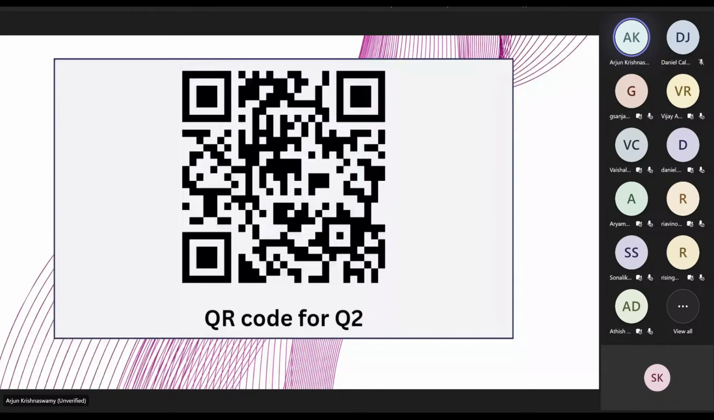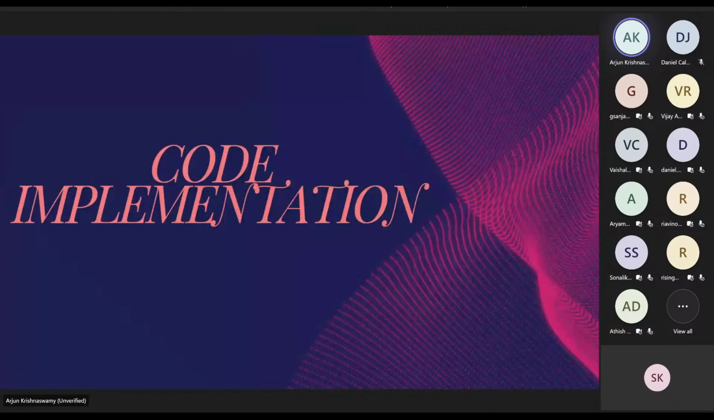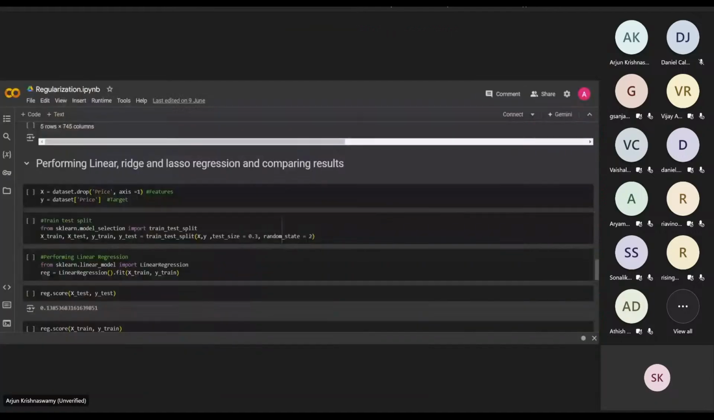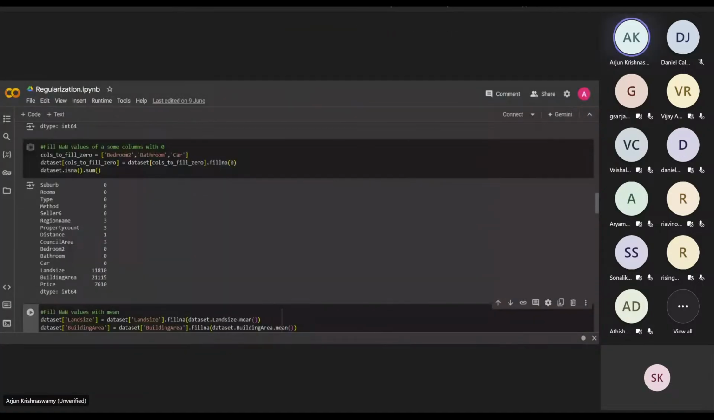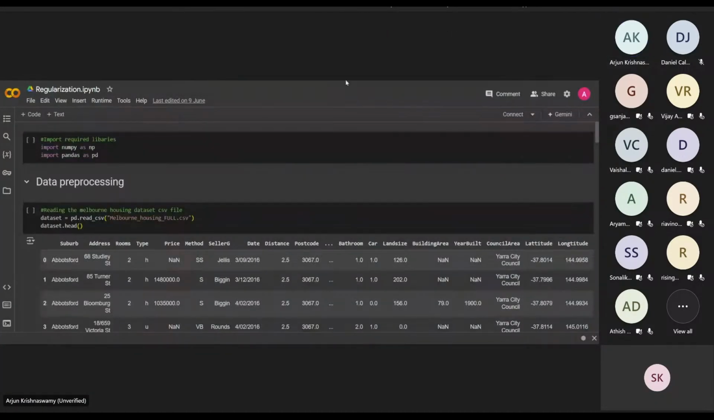I hope the slide is visible. Sorry, I'll move to the code implementation now. It's a very simple code implementation. We'll just be working on a housing price data set. I'll show it. Is the screen visible? The code. I'm assuming it's visible.